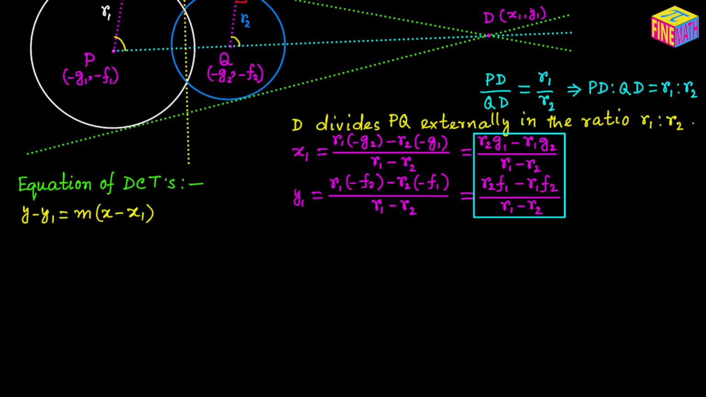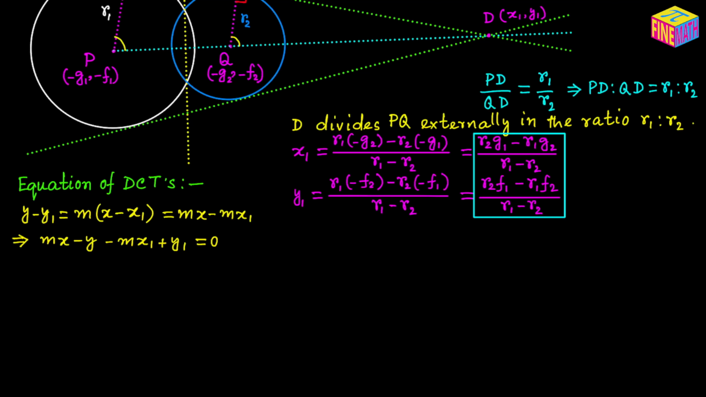So here I have to find two different values of m. Somehow we have to come up with a quadratic equation in m, and from there I have to calculate the two possible values of m, and then we can plug in those values of m in this generic equation to finally derive the equation of the DCTs. And when I say DCT, please assume I mean direct common tangent.